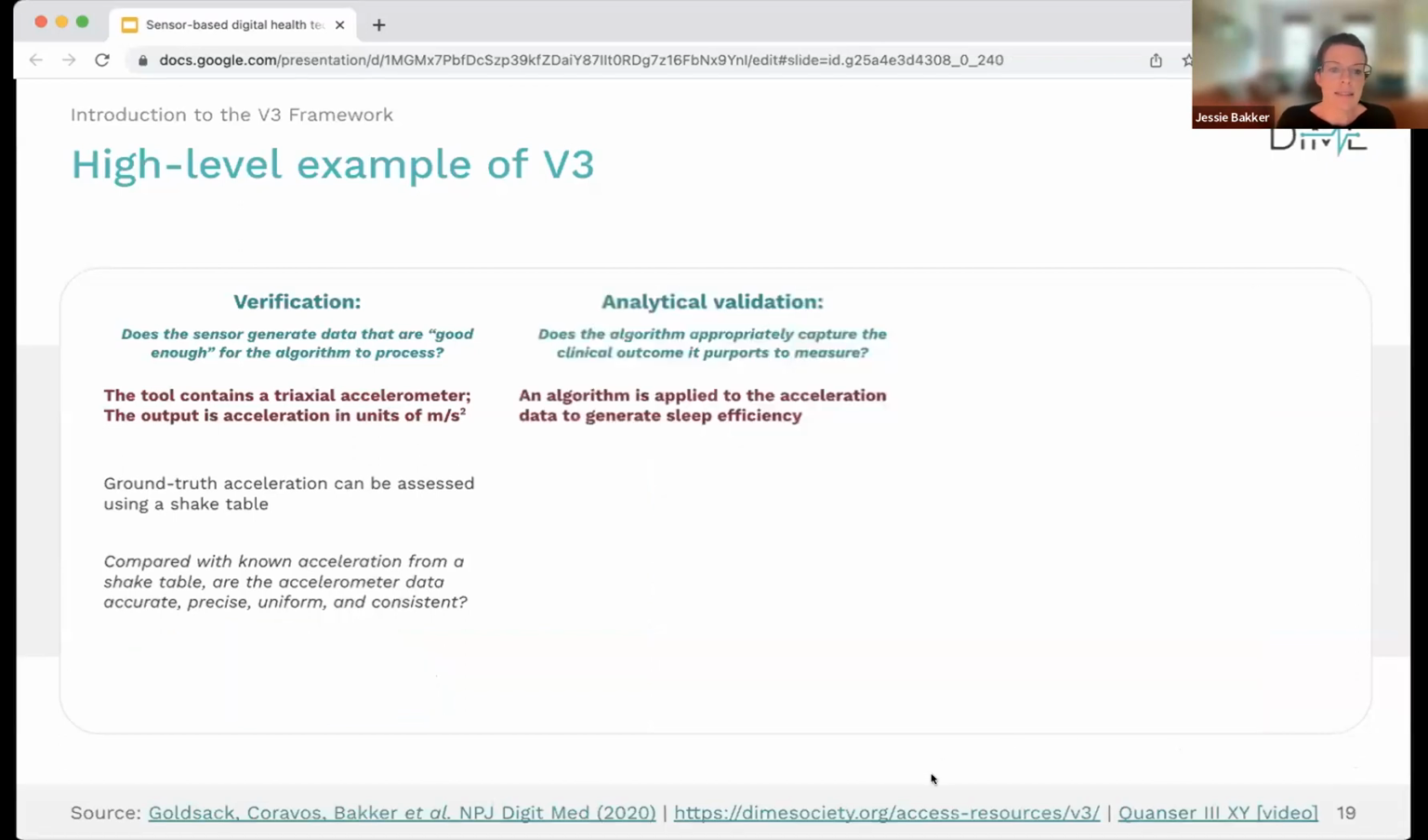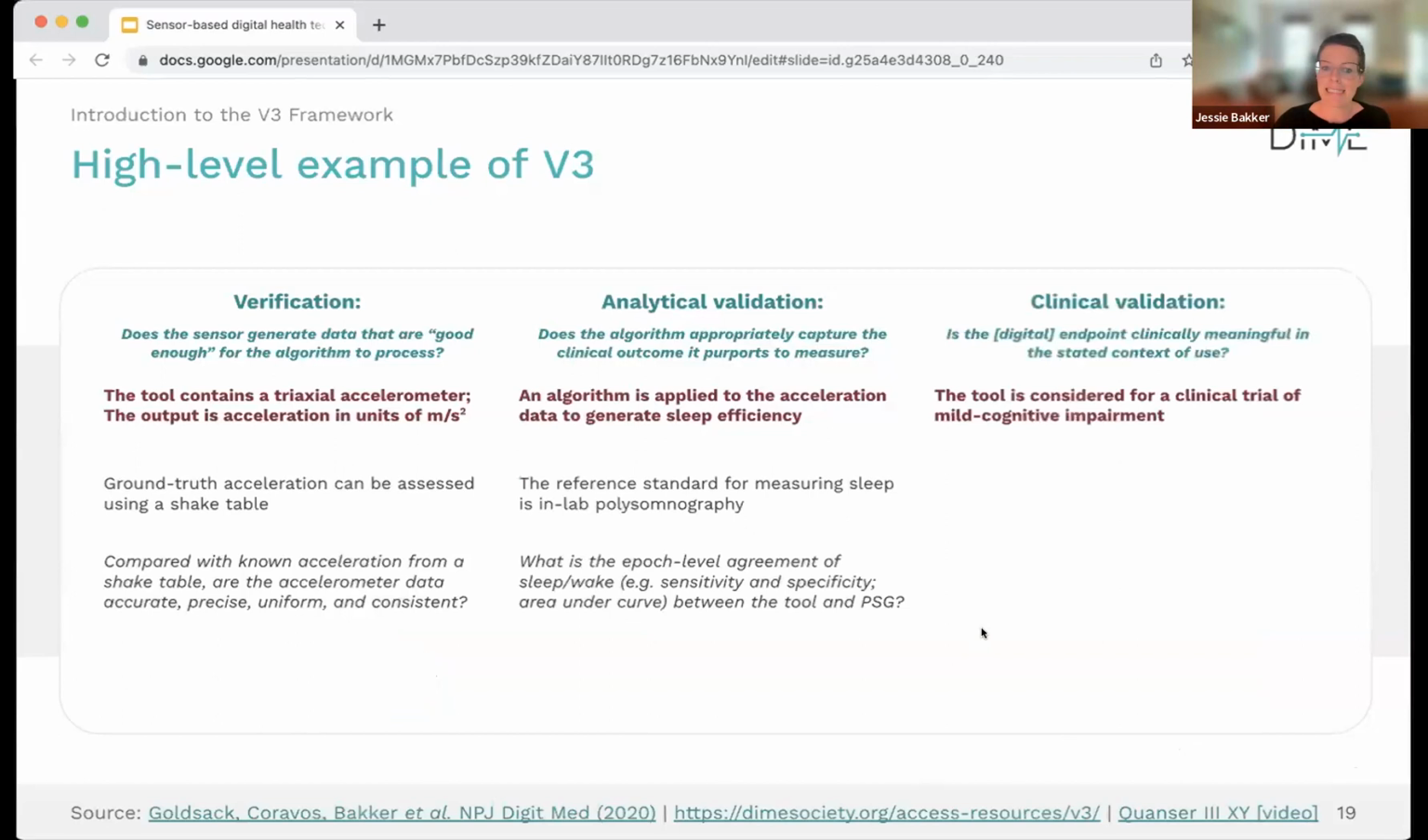Moving on now to analytical validation. In our actigraphy example, an algorithm is applied to the accelerometry signal, and that might generate, for example, an estimate of sleep efficiency. So when we're considering analytical validation, we need to identify an appropriate reference standard for sleep efficiency. Now, obviously, we have one that is very obvious, and that is an in-lab PSG. So an analytical validation study might, for example, address the question, what is the epoch level agreement of sleep and wake between the actigraphy tool and the manual scoring of PSG?